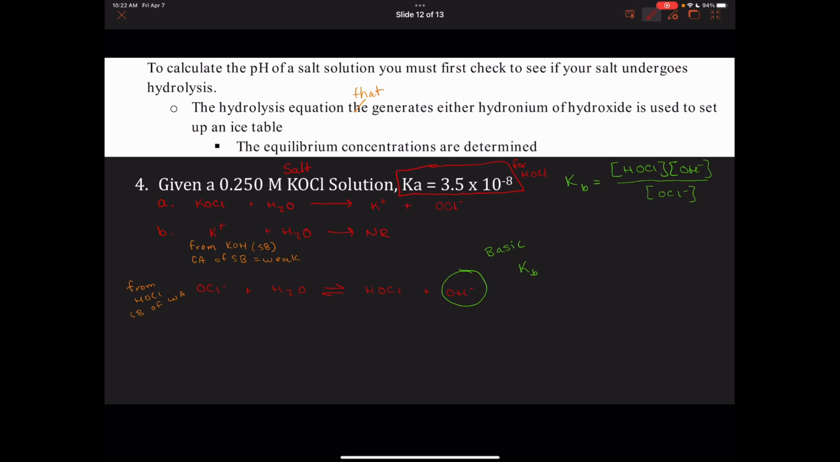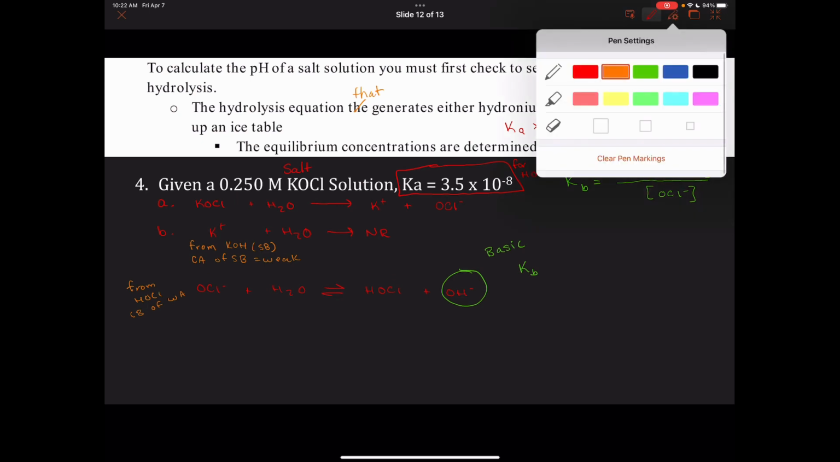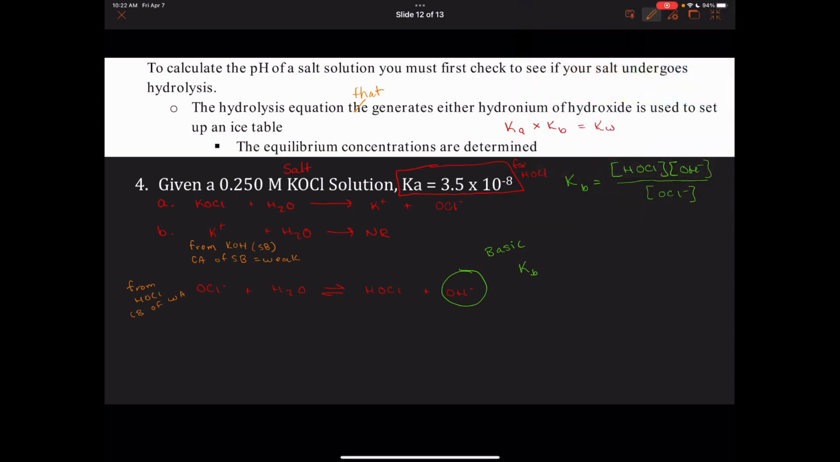But we have a relationship between the K for an acid and the Kb for its conjugate base. They're related by the following equation: Ka times Kb equals Kw. So we can use this to determine the Kb for the conjugate base. If we rearrange that equation, my Kb is going to be Kw divided by Ka. Kw is 1 times 10 to the negative 14th. Ka is 3.5 times 10 to the negative 8th. That gives me a Kb of 2.9 times 10 to the negative 7th.